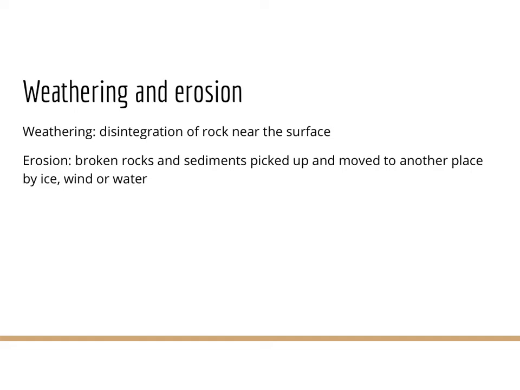In order to talk about rock weathering, we first need to make sure that we distinguish the difference between weathering and erosion. So weathering is the disintegration of rock near the surface. So the actual physical or chemical breaking up of the rock into smaller pieces. Erosion, on the other hand, could be of rock pieces or soil. And erosion is where those broken rocks and sediments or even soil get picked up and moved to another place by ice, wind, or water. So weathering, breaking it up, erosion, moving it.